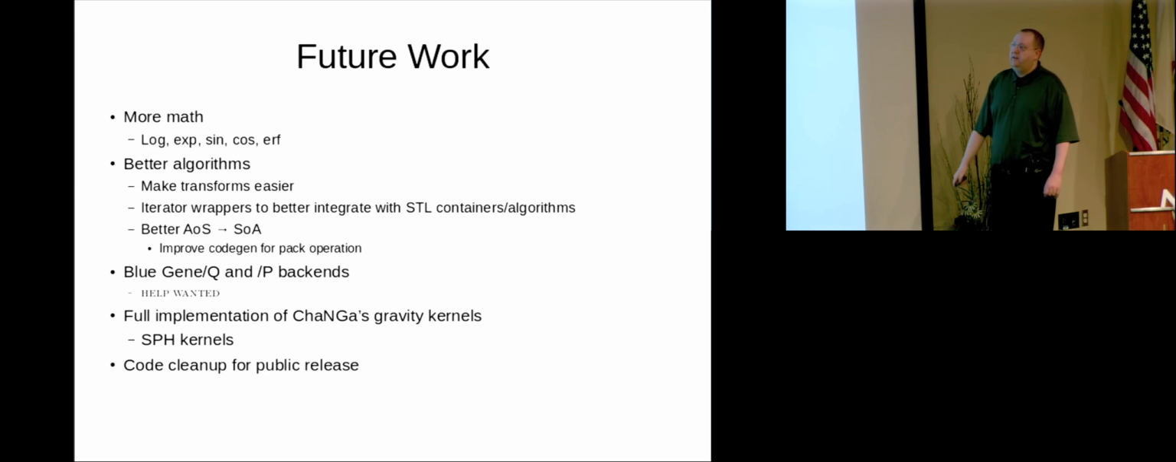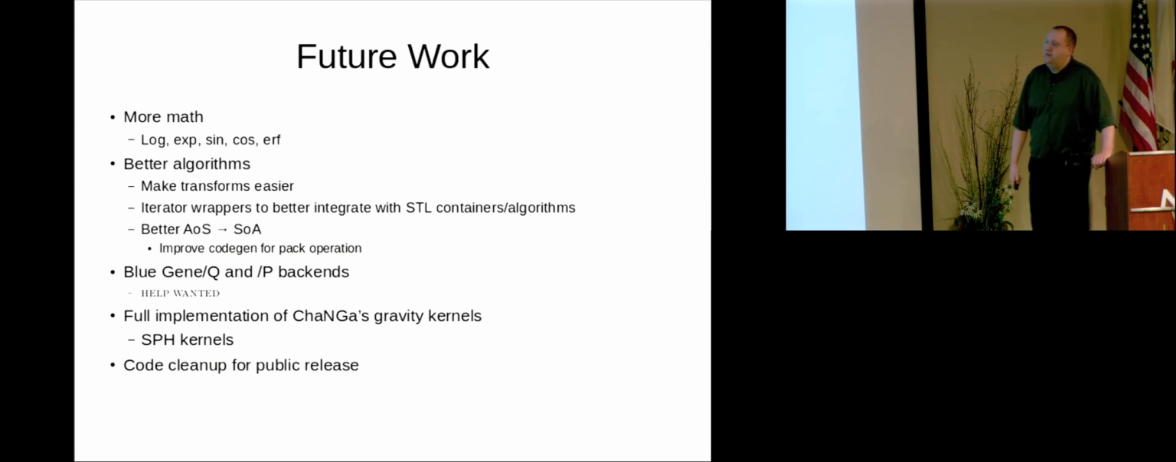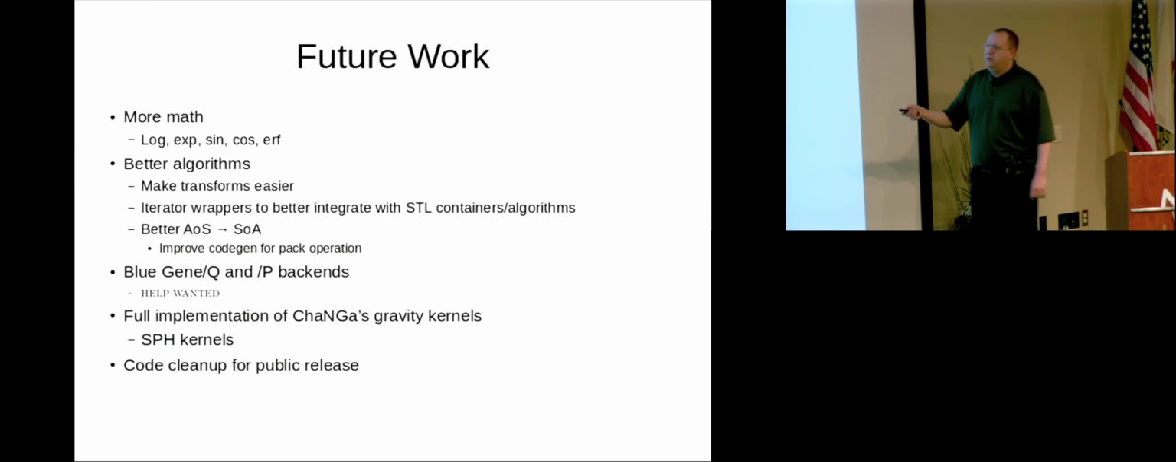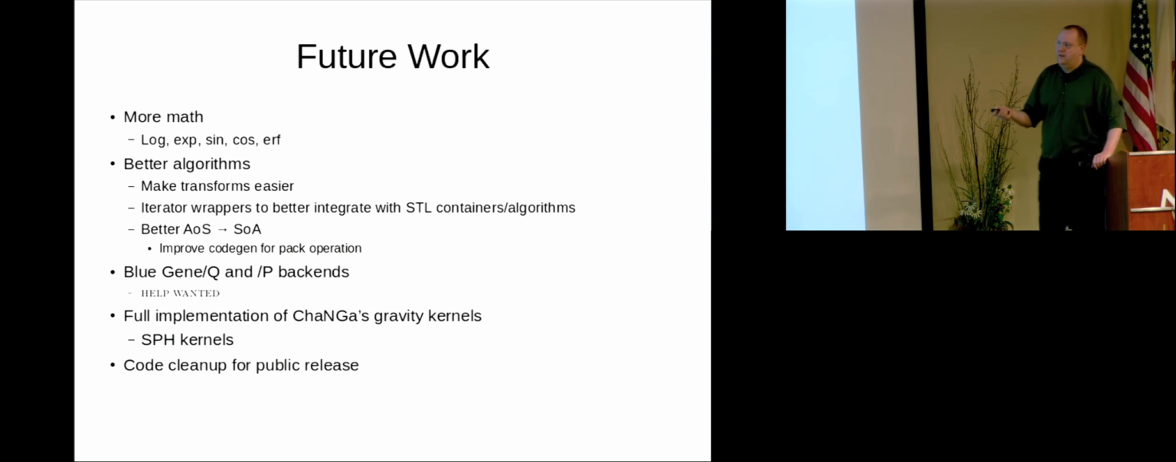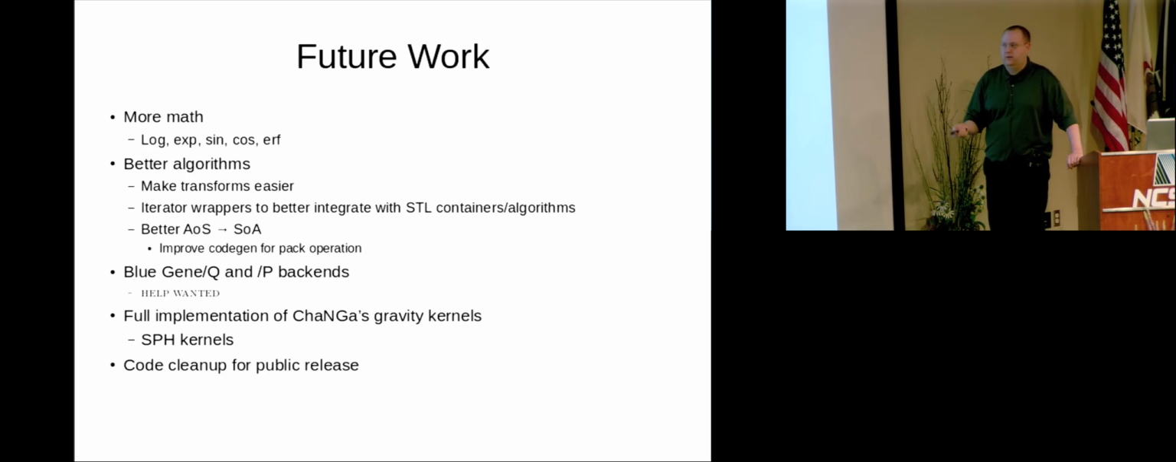The library does need better algorithms. It needs to make transforms easier to do. So the example I just showed is sort of the basic transform that you can do, but it would be nice to be able to even call std::transform via integration with the STL containers and algorithms with iterator wrappers. This isn't too difficult to do, but making sure that we don't lose any efficiency and we maintain our good code gen along the way. That's the most important piece.